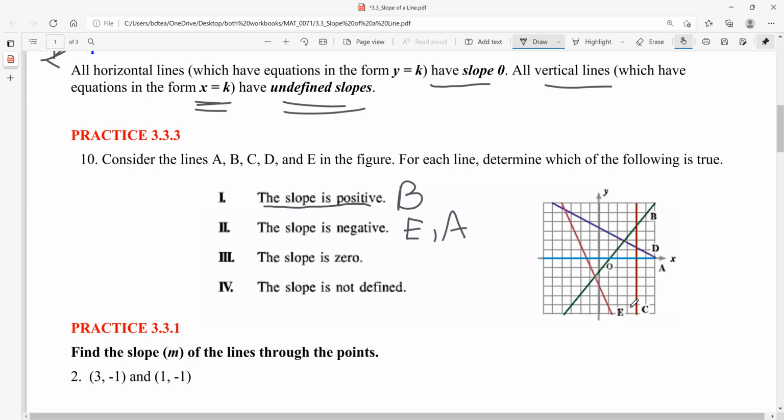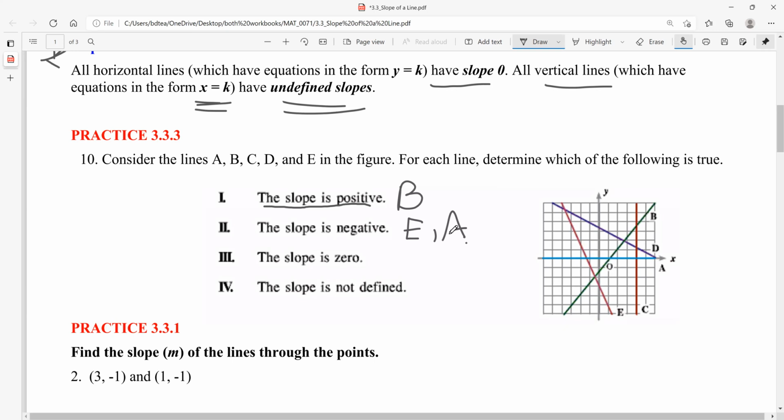So slope of 0. When you look at slope of 0 and undefined, if you look at 0, it's when y equals a constant. And y equals a constant is a horizontal line. So that means that all of our horizontal lines are 0. And I think this is line A here, this blue line.